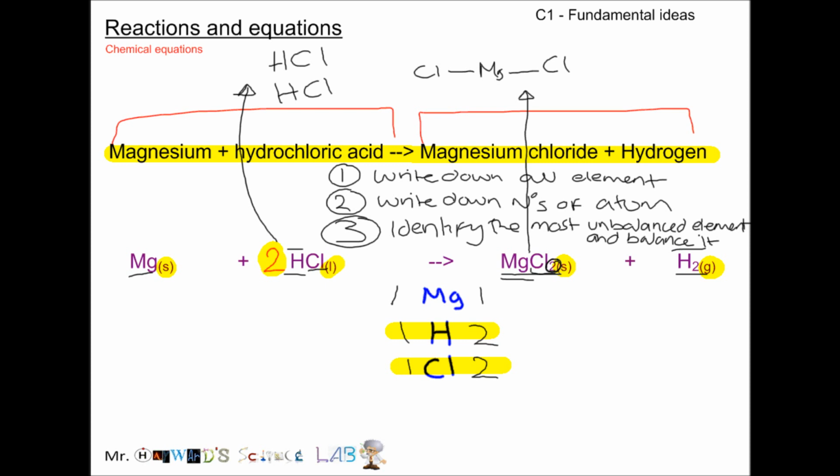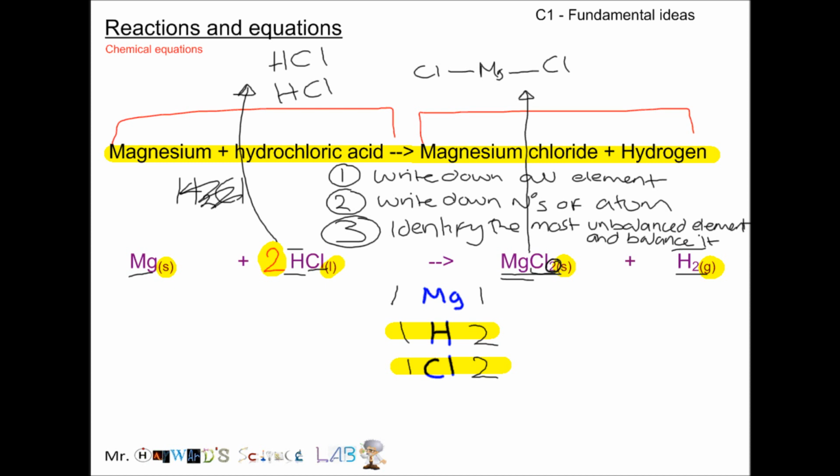We cannot add subscripts. We cannot change a compound. We can't say actually now hydrogen chloride is H2Cl. That is impossible. Okay, we can't change that. That's changing the substance. What we are doing by putting a number in front, we're changing the amount of substance. So we're going to say we're going to use 2 or double the amount of hydrochloric acid.